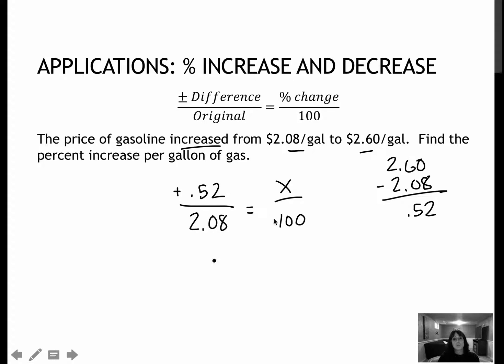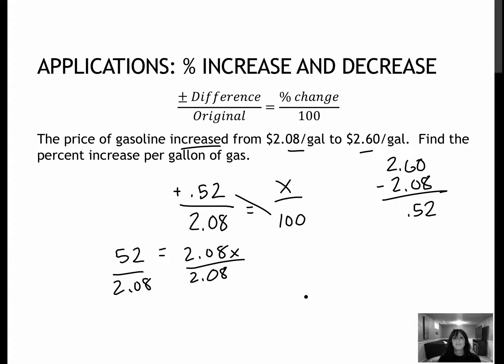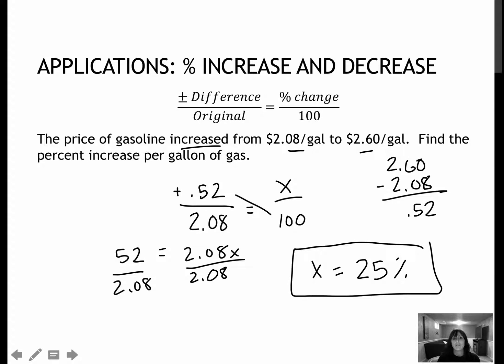To solve a proportion, I just cross multiply. So that gives me 52 equals 2.08x. And then I would divide by 2.08. When I divide 52 by 2.08, I end up with 25. Now, what does that tell me? Again, because I use the proportion rather than the equation, I don't need to do anything to change it to a percent. My answer is 25%.